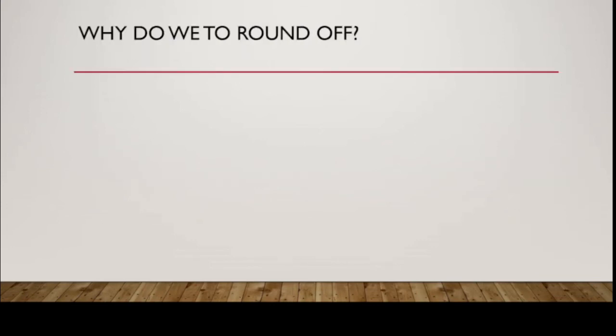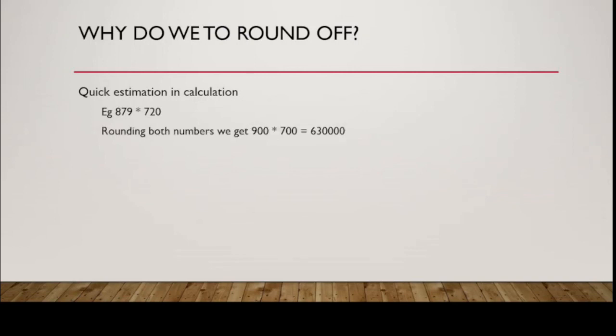Now why do we need rounding off? What is the use of rounding off? It helps in quickly calculating. Now let's look at this number 879 into 720. I am going to round off to, say, the hundreds place. So when I round off both of them, we will get 900 into 700, and the final value will be 630,000.